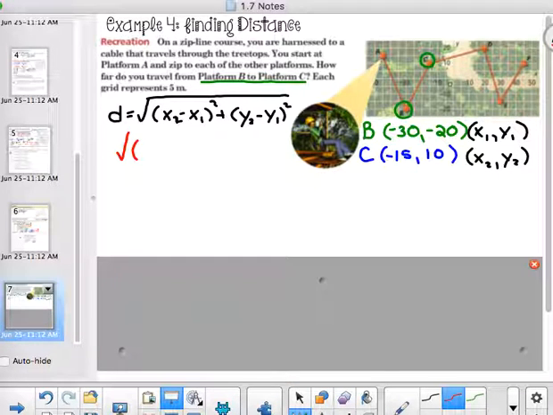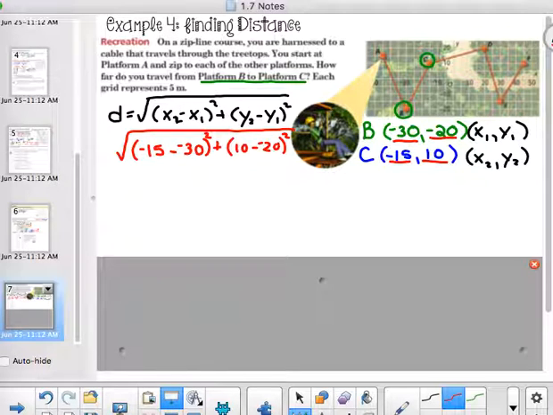My value for x2 is going to be negative 15. My value for x1 is negative 30, so we have minus negative 30 squared plus. My value for y2 is 10. My value for y1 is negative 20, so minus negative 20 squared. Remember, this is all under square root.